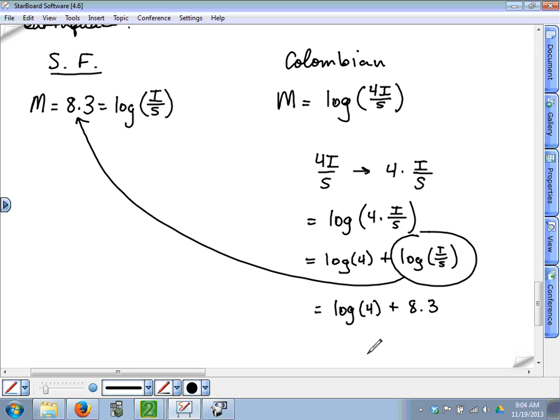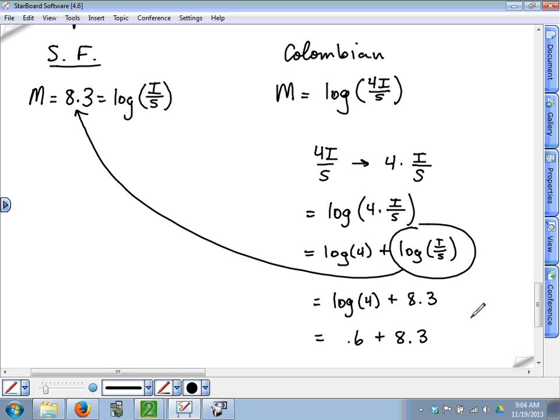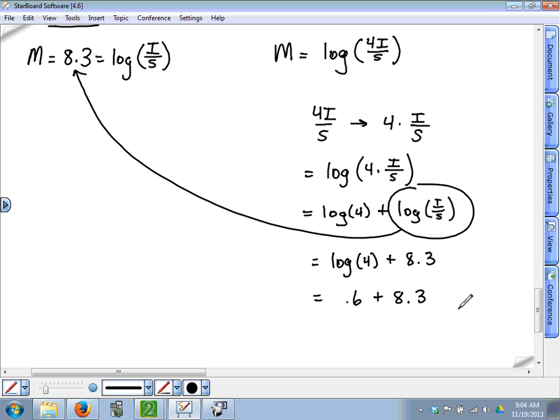Anyway, continue. Log of 4. This would be another one of those things where I would give you the values you would need. The log of 4 is approximately 0.6. So this turns into 0.6 plus 8.3. So what is the actual magnitude of that Colombian earthquake? 8.9. It's the magnitude 8.9 on the Richter scale.